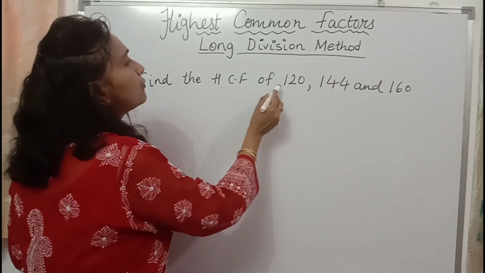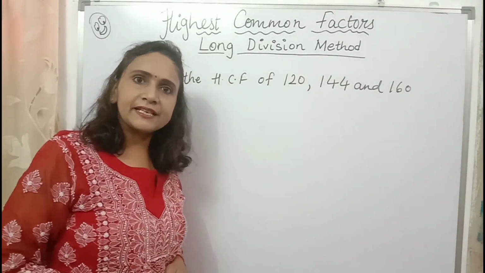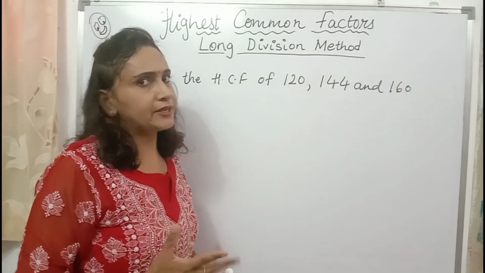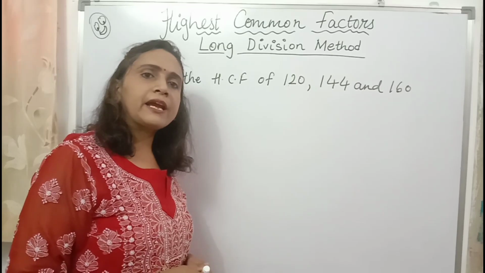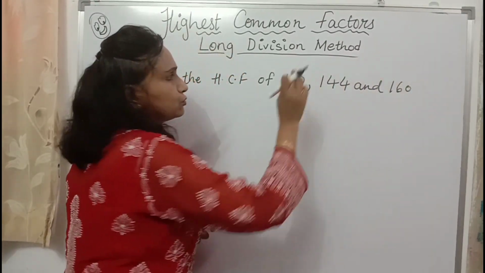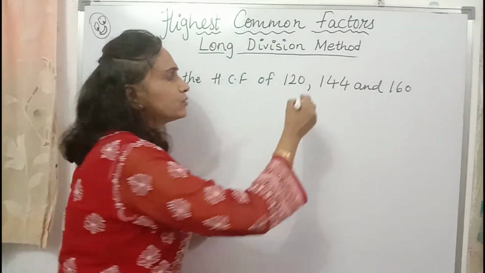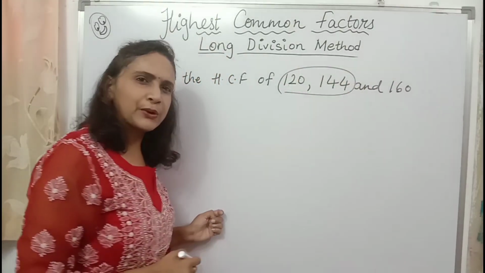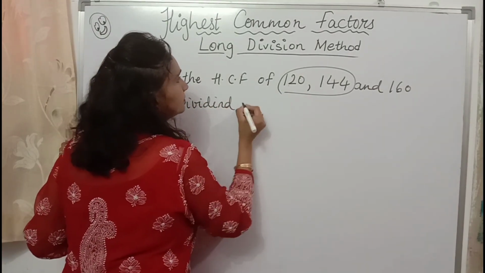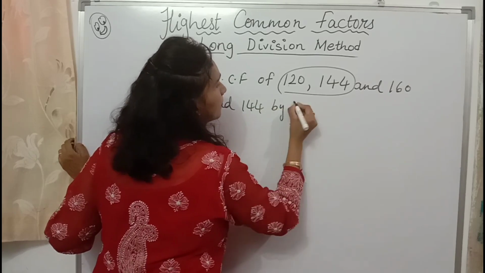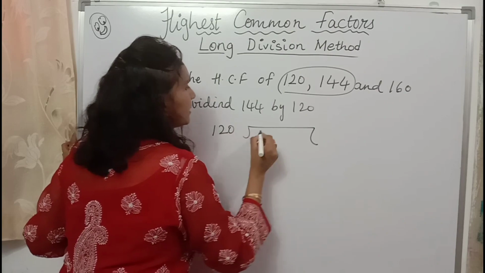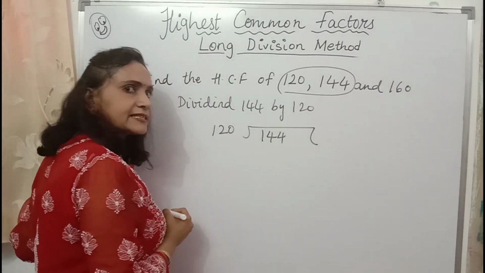Find the HCF of 120, 144 and 160. So we have 3 numbers here, but for dividing we can take 2 numbers only. So we can take a pair of any 2 numbers. These two or these two. Any 2 numbers you can take. So I am taking the first 2. So dividing 144 by 120. 120, 144, I will write inside the bracket.